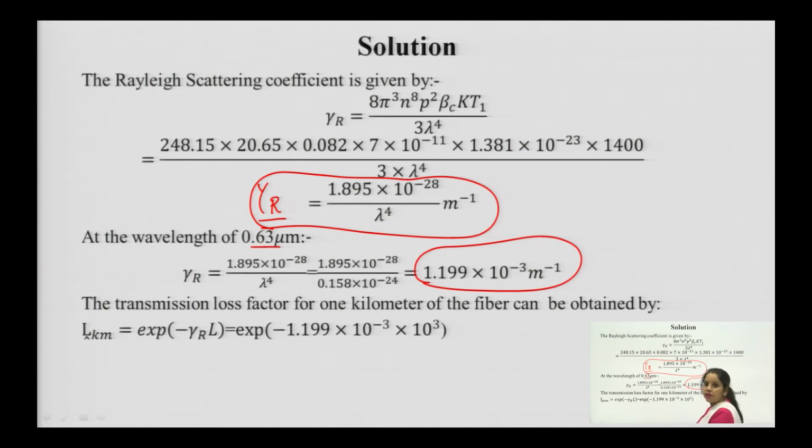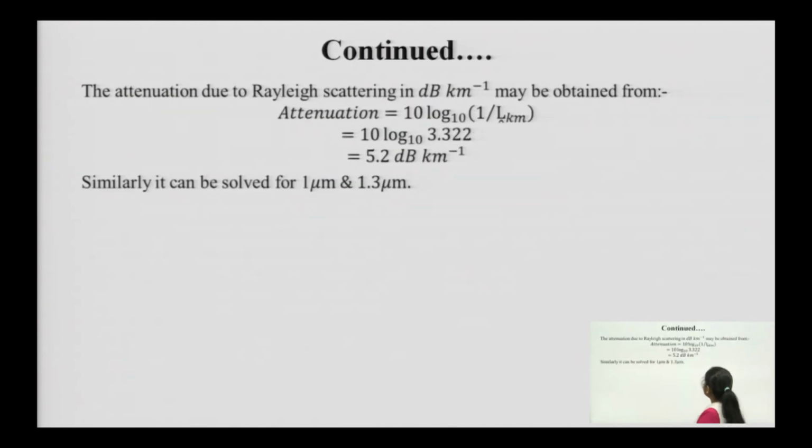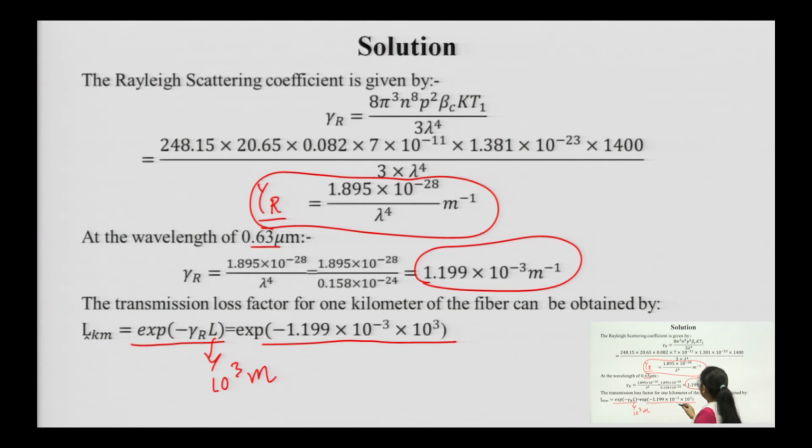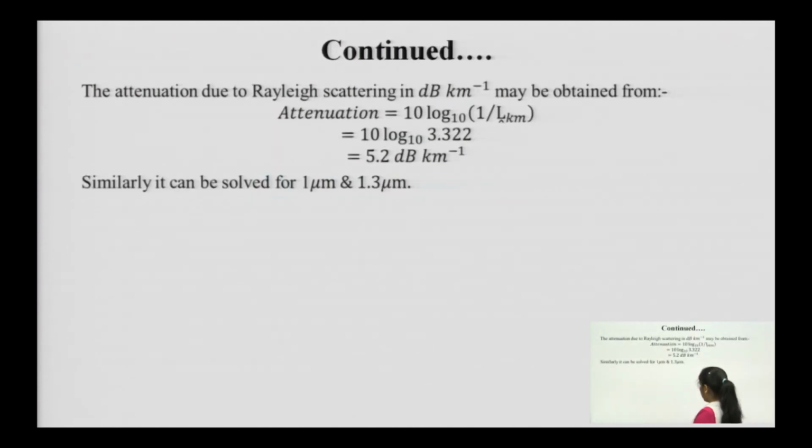Then the transmission loss factor for 1 kilometer, by putting the value 1 kilometer, that is 10 to the power of 3 meter, and we get this one. Whatever value we get from this, if we put it in the attenuation formula, that is 10 into log to the base 10, 1 upon transmission loss factor, we will get this as the answer. So, this I have done for you. For the rest of the two wavelengths, you should solve it.